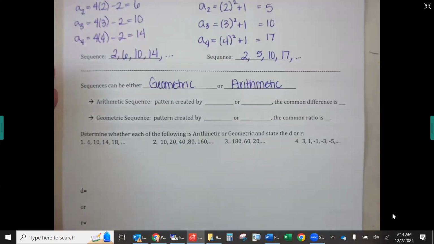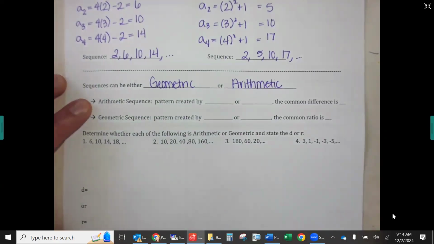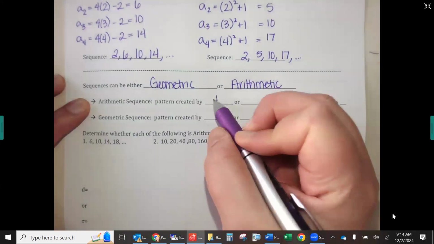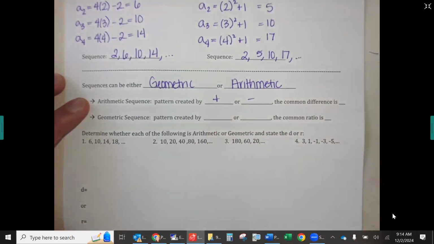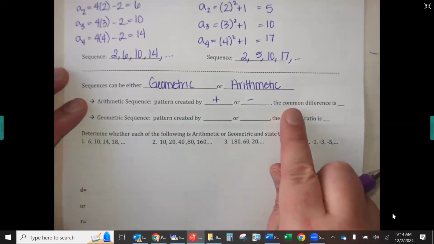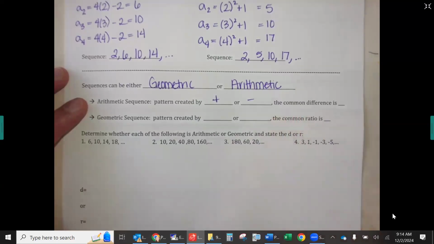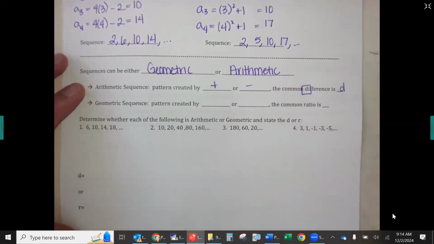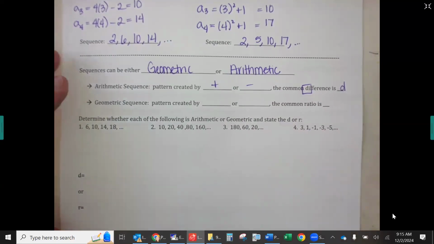The difference is based on what the pattern is. If it is an arithmetic sequence, it is either a plus or a minus pattern. So you're always adding the same number or subtracting the same number, but if it's a plus or minus pattern, it's called arithmetic. Then over here, we're going to call it the common difference, meaning the number you always add or subtract, D for difference. So if it's plus or minus, you're going to use a D for what you're adding or subtracting each time.